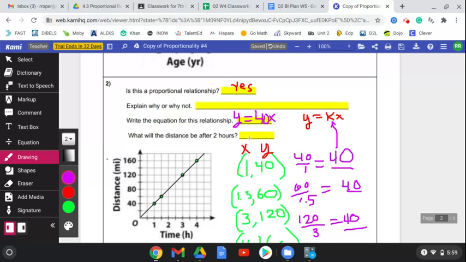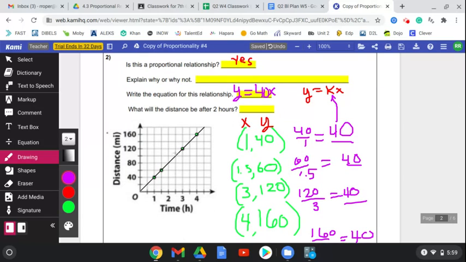Y equals 40x, which is telling me that my distance is 40 times the number of hours. And so after 2 hours, if I put that in for x, 40 times 2 is 80, right? So after 2 hours, I would travel 80 miles. And if I try to put that point on the graph, it should still be on the line. So 2 hours, and I go up to 80. Yep, it's right there on the line.